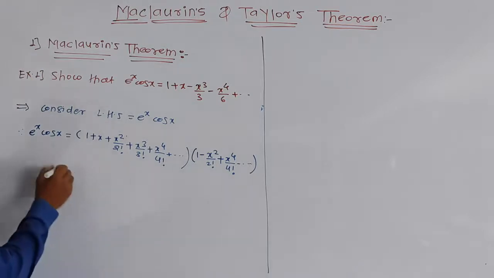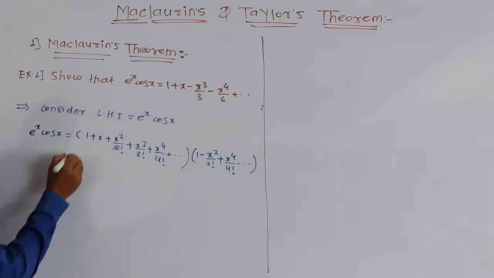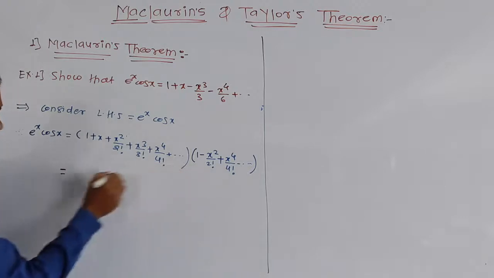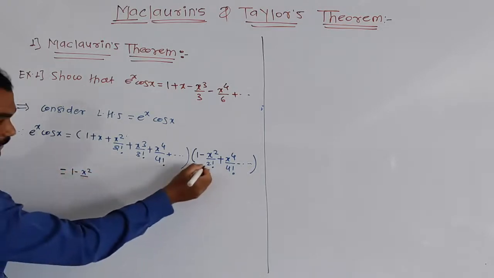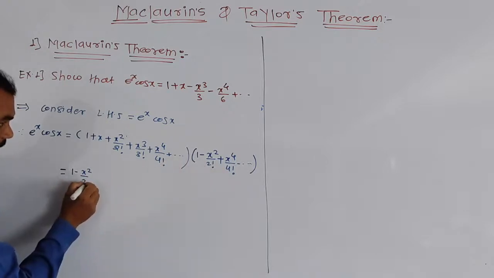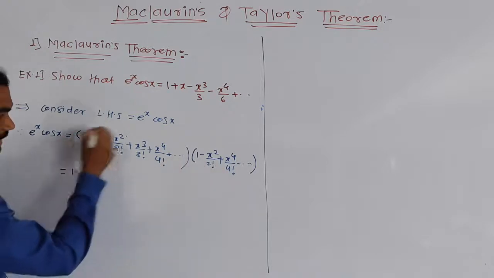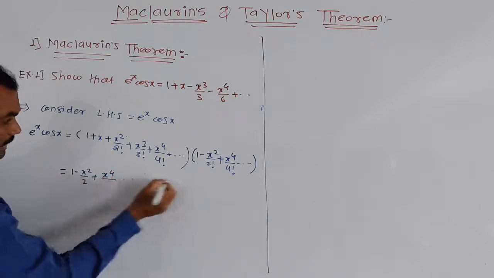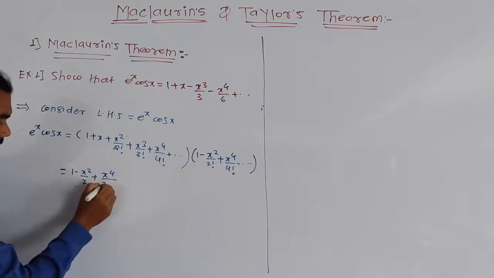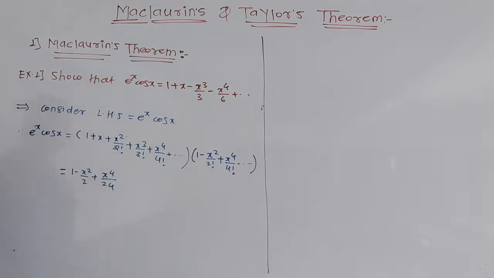Now do the simple multiplication. This 1 multiplied to this bracket, so we get 1 minus x square upon 2 factorial, the value of 2 factorial is 2, plus 1 multiplied to this whole bracket, x raised to 4, and the value of 4 factorial is 24. Correct. This is your first term.